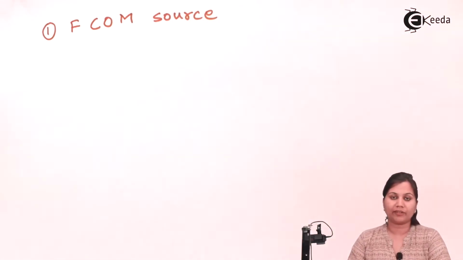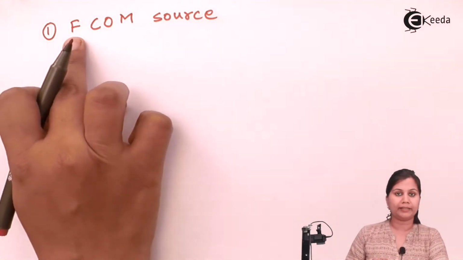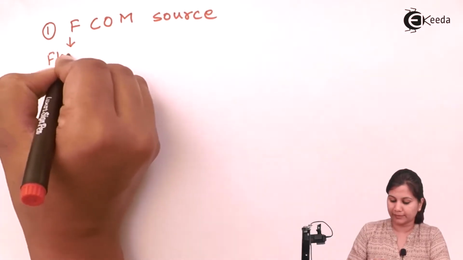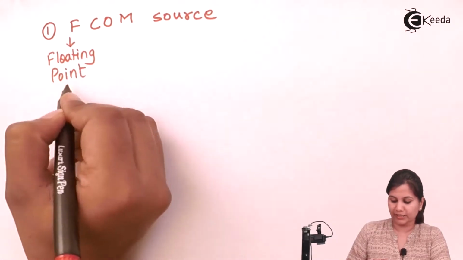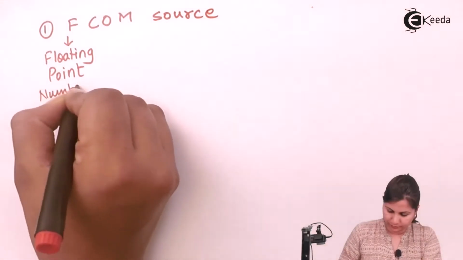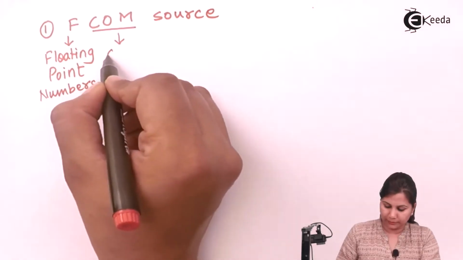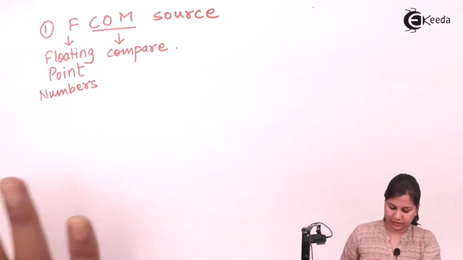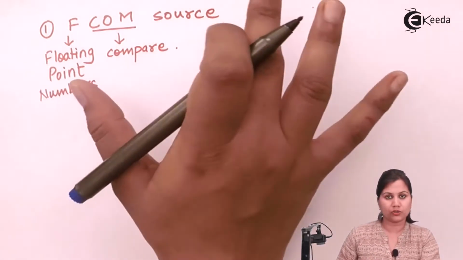In 8087, all the instructions start with the letter F. F stands for floating point numbers. So all the instructions in 8087 will start with the letter F. Now COM is for comparison, compare. So this instruction compares the contents of ST with the contents of the source.